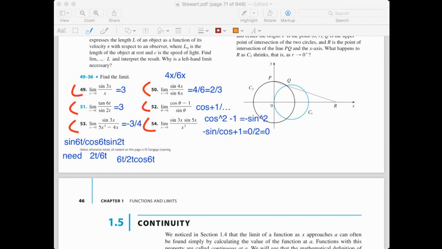Hannah? Hannon? Yeah. Okay, please, let's try 54. For this one, I separate into sine 3x over x and sine 5x over x. And then I multiply 3 over 3 with sine 3x to get 3 times 5, and that equals 15.